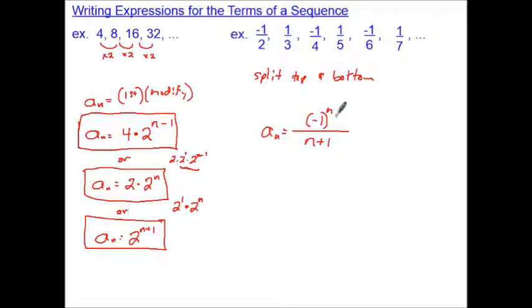If I use a 1 first, I have -1 to the first, which is -1, and looking up here, I do have a -1, so I feel pretty good about that. If I stick in a 2, notice -1 squared gives me a +1, and that's what I have. And -1 to the third gives me a -1, so again, that's what I have. So, hey, that feels good.